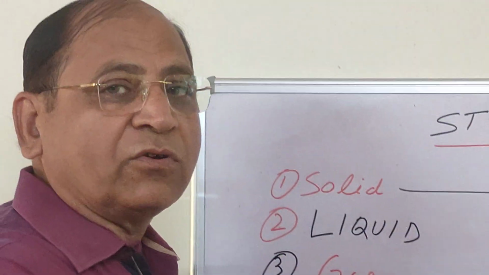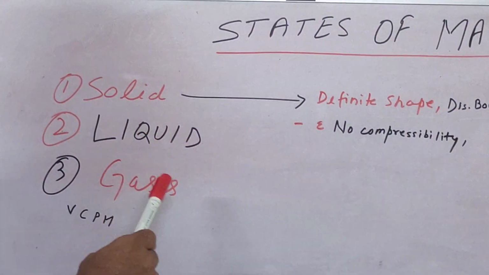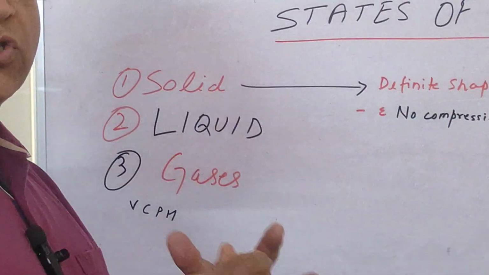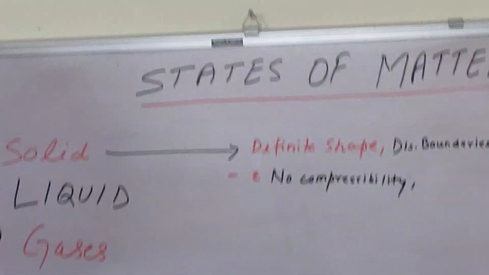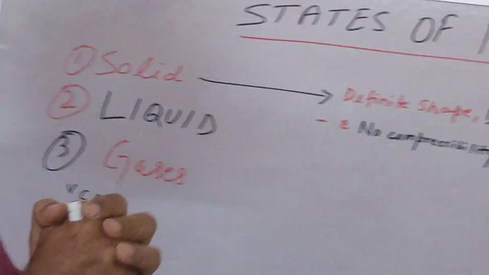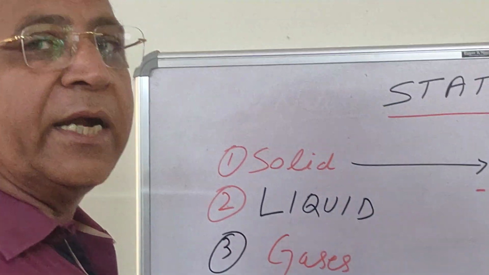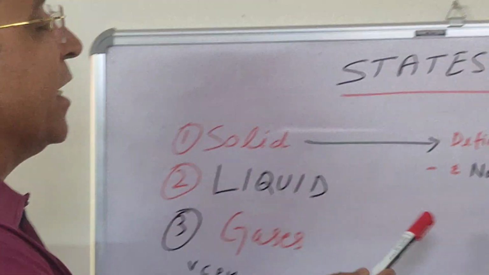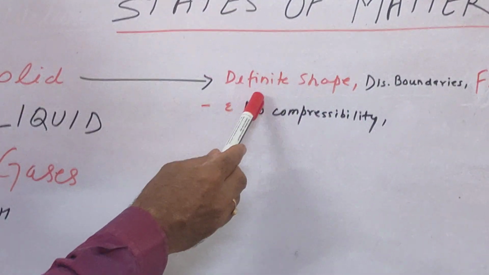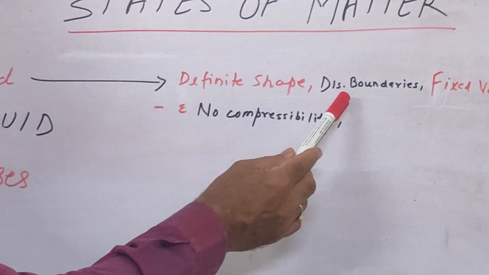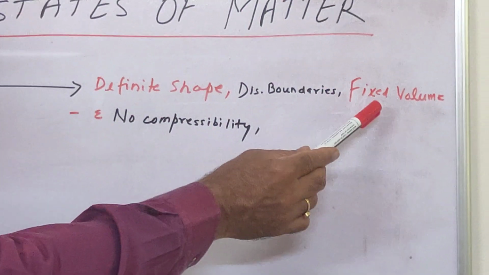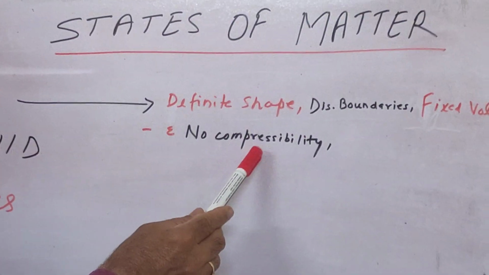And now we are focusing on solids. As we see, solids have a very strong force of attraction between their particles. It is because of this reason they are solids, and they have some characteristics which you have to understand. They have a definite shape, distinct boundaries, fixed volumes, and no compressibility.